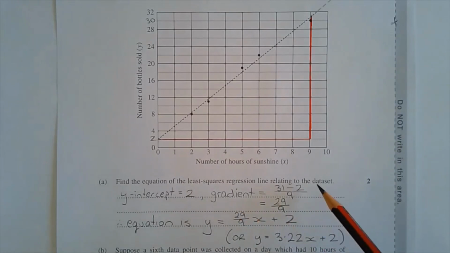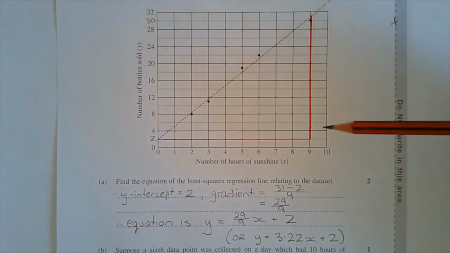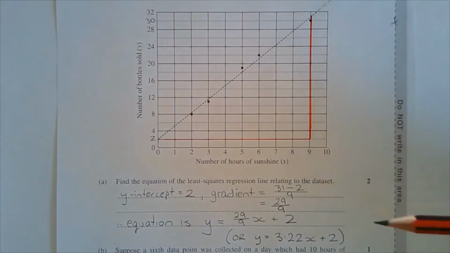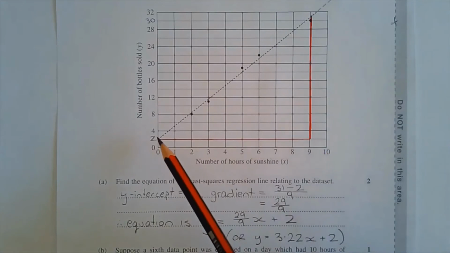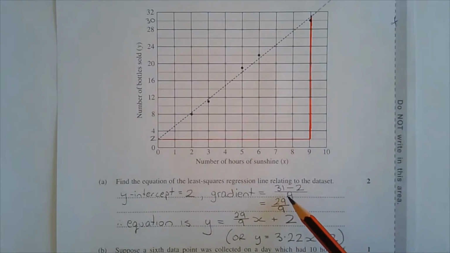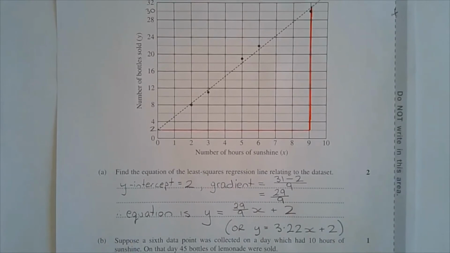Now the gradient is equal to rise over run, which is the difference in the y-coordinates over the difference in the x-coordinates. So the rise is 31 minus 2, that goes in the numerator. The run is 9 minus 0, which is 9, so that goes in the denominator. So the gradient is equal to 29 over 9. Therefore, the equation of the least squares regression line is y equals 29 over 9x plus 2, or y equals 3.22x plus 2, quoting the gradient correct to 2 decimal places.